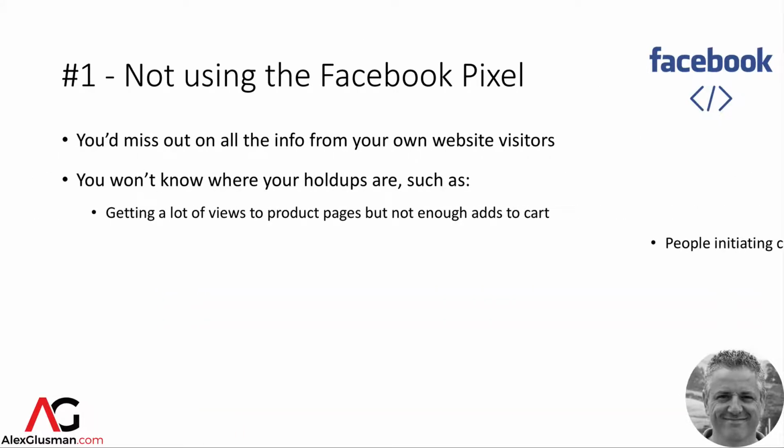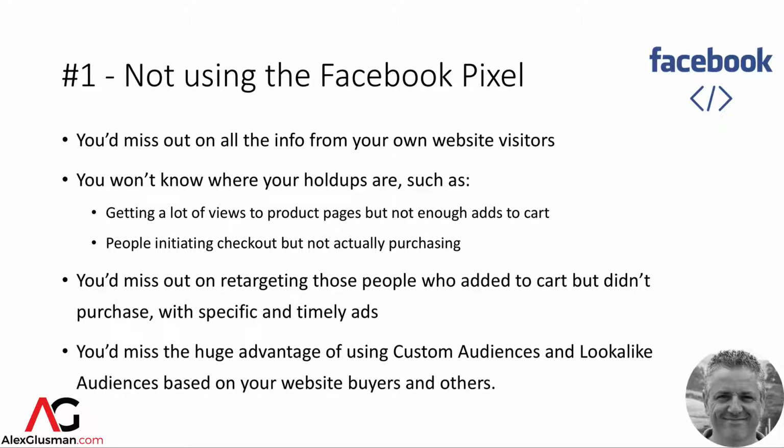So let's talk about mistake number 1, which is not using the Facebook pixel. Now, Facebook puts into our hands a very powerful tool that allows us to tell what people are doing when they come to our website, whether they're buying, whether they're putting stuff on the cart, whether they're looking at the product pages, whether they're initiating checkout. There's all sorts of activities and events that can happen when people get to our website.